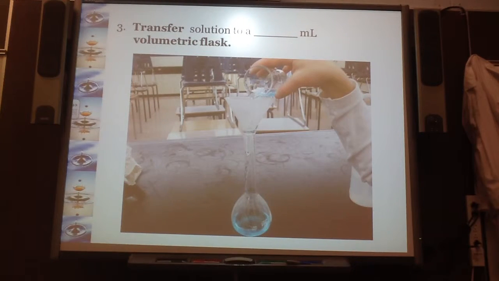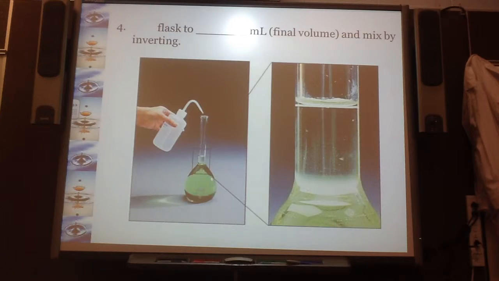Okay, so transfer. Does that make sense why you have to transfer it? Because it's a more precise instrument, okay? Because measuring it in the beaker is precise but not exact, you know? It's hard to be exact when it's just a longer... okay? Then you fill the flask to the blank milliliter, which would be the final volume.